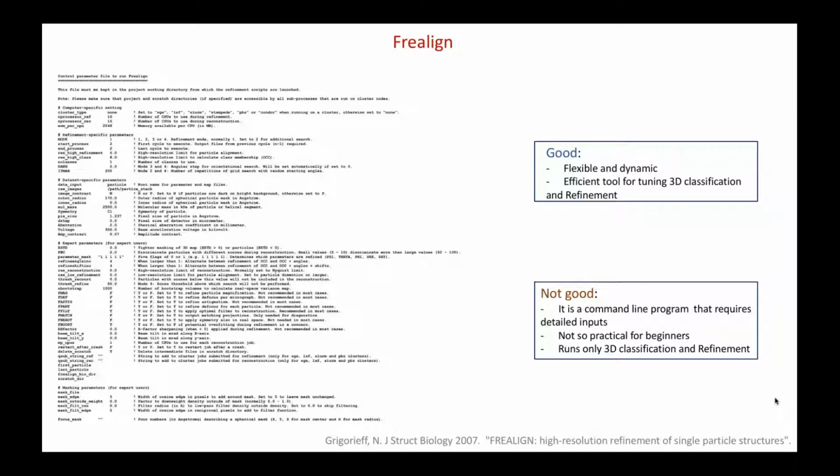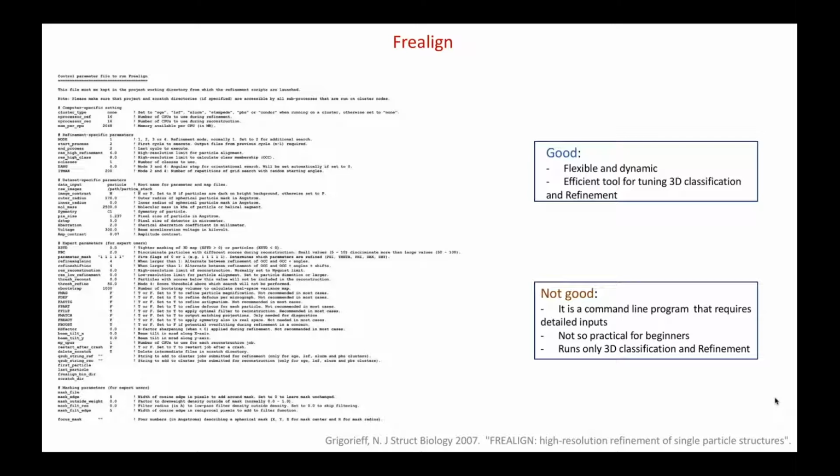So the other program we often use in the lab is FreeAlign. It was developed by Nikolaus Grigorieff, who is from Janelia Farm in Virginia. He developed this program in 2007. What is good about it is that it's very flexible and dynamic. If you want to do 3D classification and refinement, this is ideal because you can play with almost any parameter, and that's going to give you better results, especially for complicated cases. It's incredibly efficient for 3D classification and refinement.